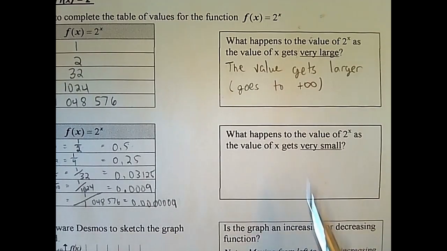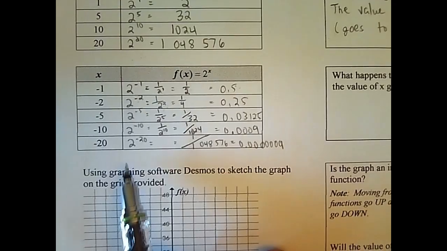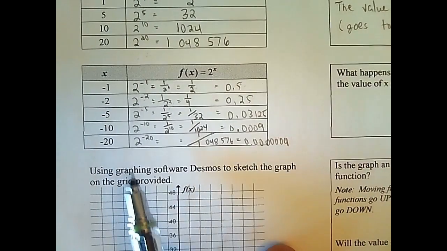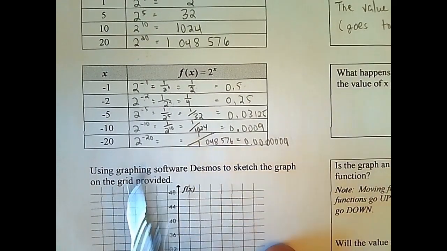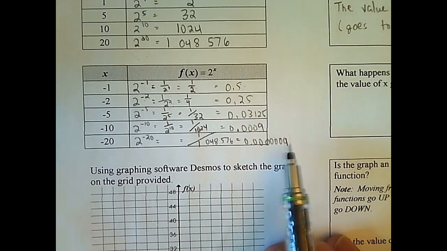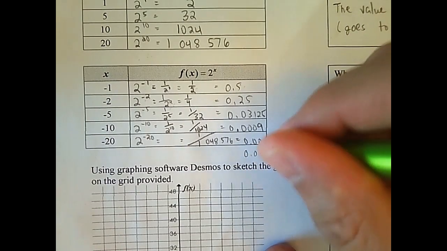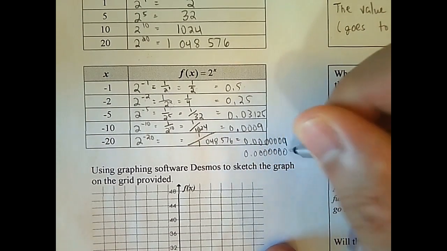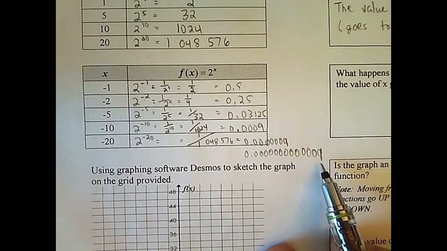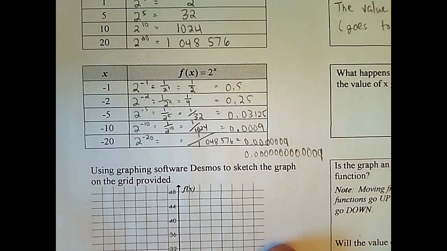Now, what happens to the value of 2^x as the value of x gets very small? Meaning if this went to 2^(-40), 2^(-50), 2^(-100). Every time it just seems like I'm adding more and more zeros. So we're not getting towards a negative number. If this keeps going, it seems like this is always going towards the number 0.